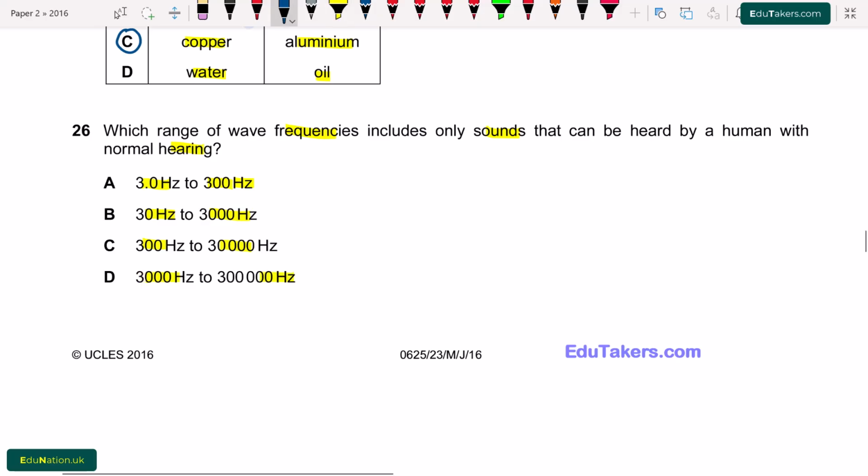So here we know that the range of the frequency that can be heard by humans lies from 20 Hz to 20,000 Hz. Any frequency that lies in this range will be heard by humans. It means that the frequency range given in option B is heard by humans. So option B is correct from here.